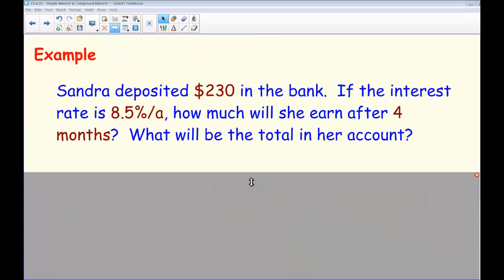So here's an example to start us off. Sandra deposited $230 in the bank. If she earns an interest rate of 8.5% per A, standing for annum, which means year, then how much will she earn after 4 months? And then what would the total in her bank account be? So take a couple minutes and see if you can calculate the answers to these questions and then check your answer.